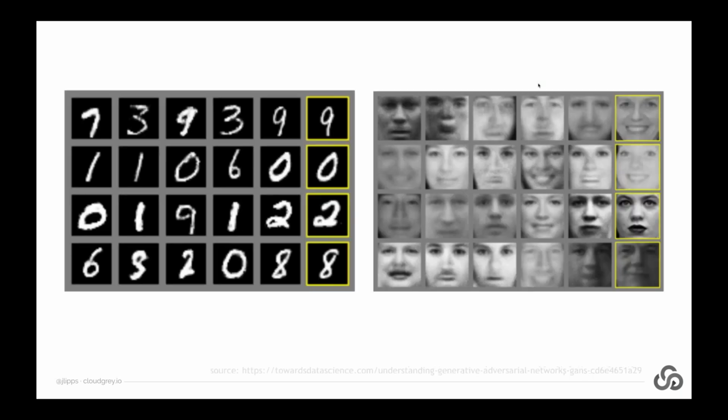And lastly, this is an example of the kind of output you would get from generative adversarial networks. In each of these pictures, the generative adversarial network has tried to produce examples of numbers in the left-hand picture or faces in the right-hand picture. The ones in the yellow boxes are real handwritten numbers or real photos of human faces, and everything else has been generated by these generative adversarial networks. So you can see that for the most part, they actually look pretty real.